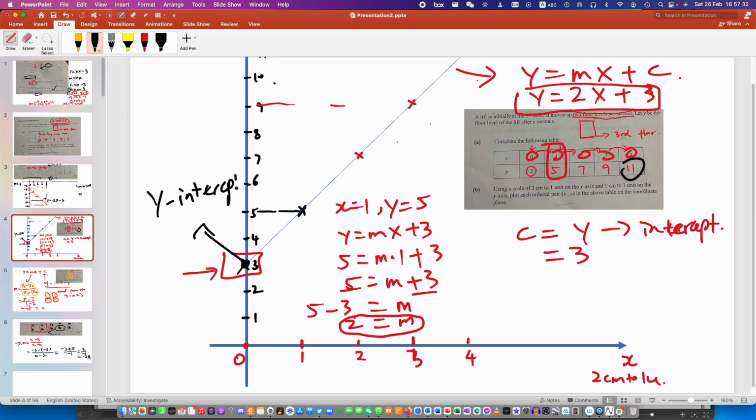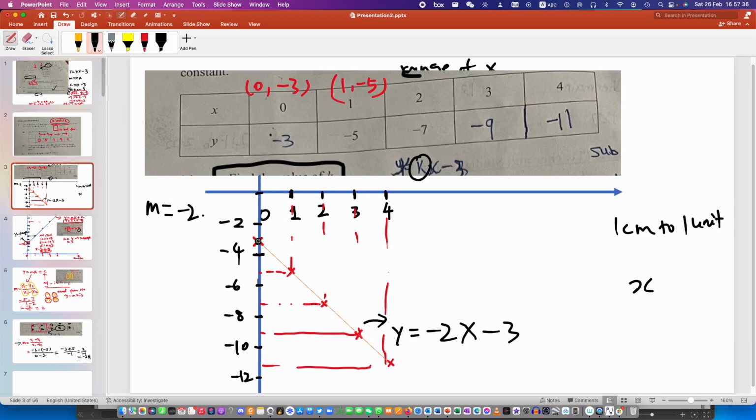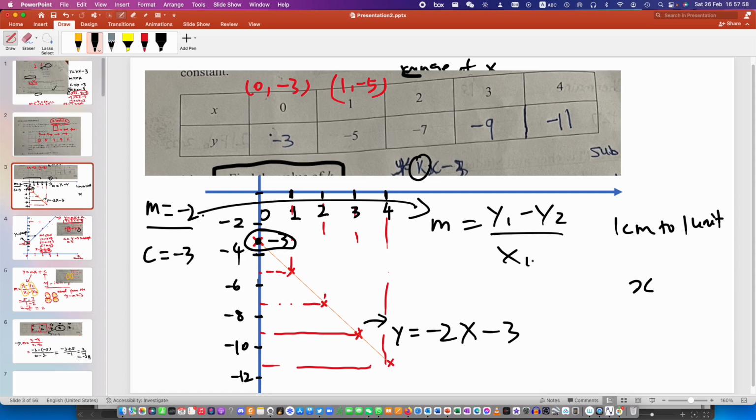Intercept means cut. So how do you get the c here? Read from the y-intercept. This is minus 3. So we just get the y-intercept. That's your c. So in this case, your c is equal to minus 3. Your gradient is given by your formula, y1 minus y2 over x1 minus x2. So you just have to memorize this. Are you clear? Yeah. Okay, so that's how you get your 9, 10, 11.